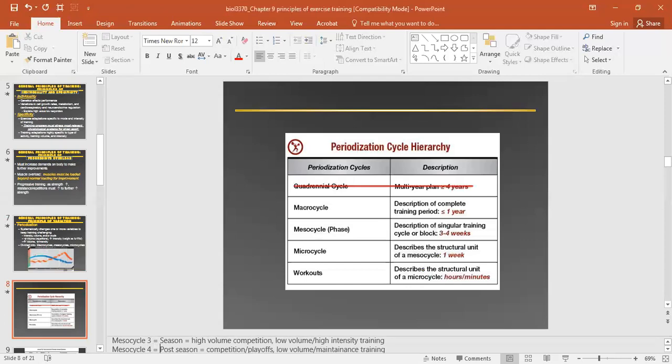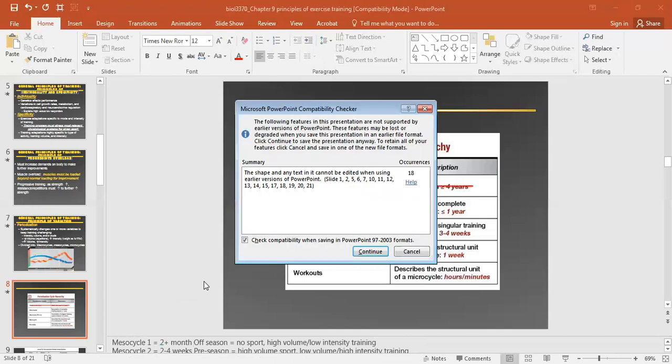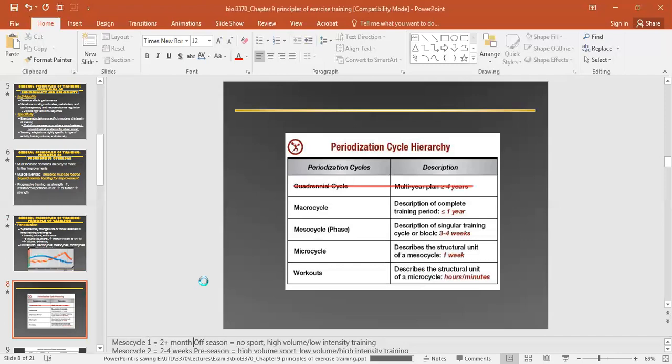Let's go, 2 to 4 week postseason. Then season may be, depending on the sport, 2 to 4 months. Preseason is usually a couple of weeks, so let's say 2 to 4 weeks. So if you look at it, I'm looking at mesocycle phases. Off season could be months and months and months. This could be, let's go, 2+ months. So just for some specific examples.